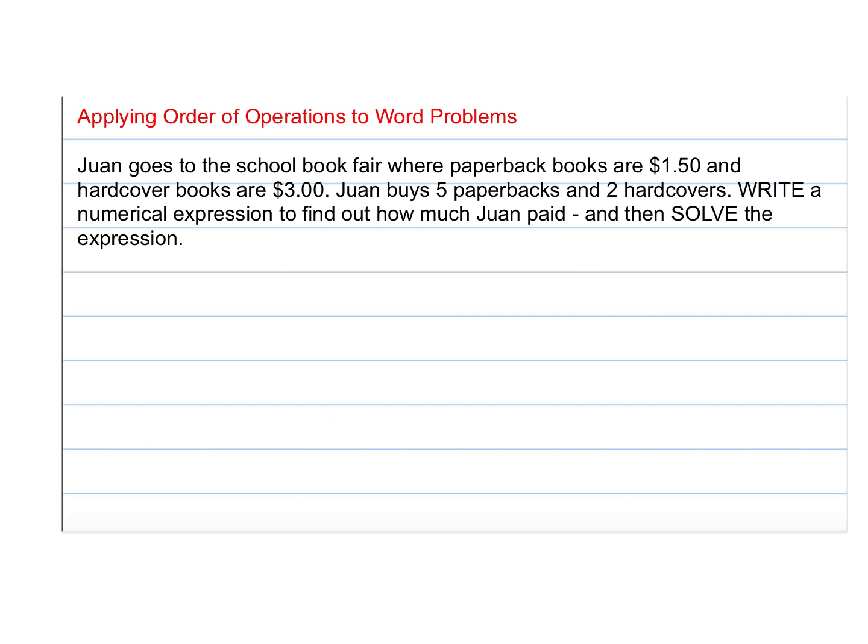Last problem that you don't need to write down, you can just follow along and watch me. So Juan goes to the school book fair where paperbacks are $1.50 and hardcover books are $3. Juan buys 5 paperbacks and 2 hardcovers. Write a numerical expression to find out how much Juan paid and then solve the expression. So I know that paperbacks are $1.50. So however many paperbacks I buy, I'm going to times that by $1.50. And then I also know that hardcovers are $3. So $3 times H. So P stands for paperbacks and then H stands for hardcovers.